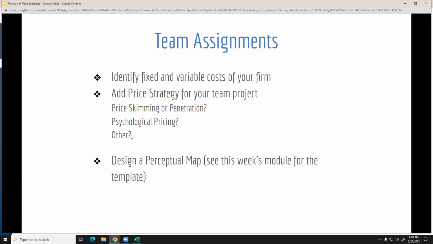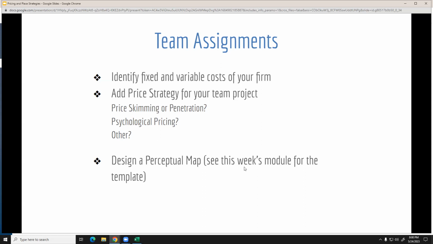Would you have a loss leader product, like a sweatshirt for a really low price, just to get the attention of the market? You don't have to do that, by the way. I'm just saying that's another option. So this is one slide, fixed and variable cost. Another slide is going to be price skimming or price penetration and psychological price, what it looks like.